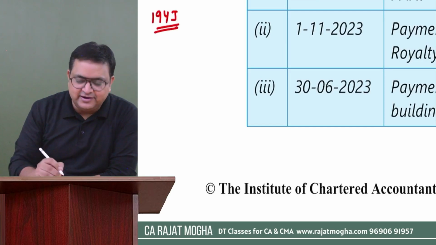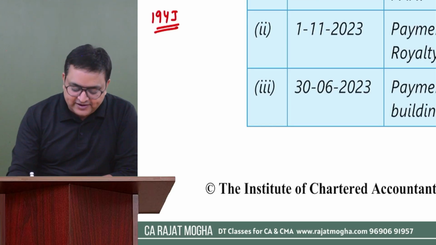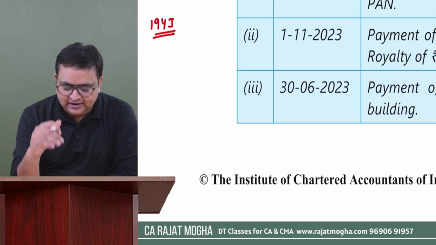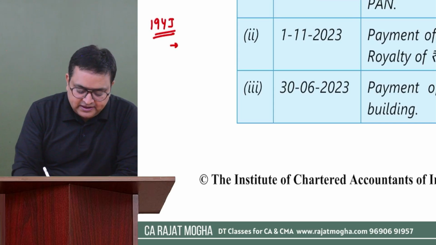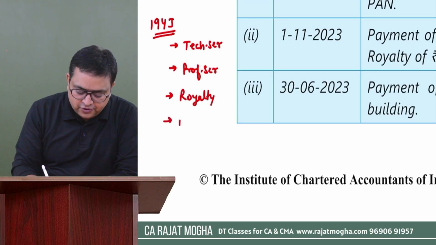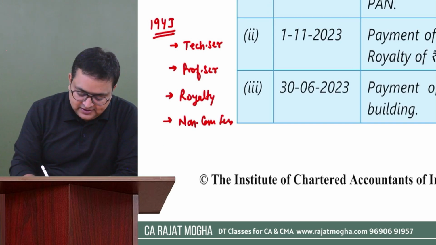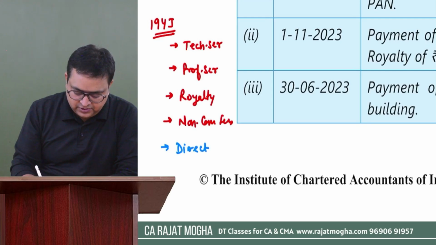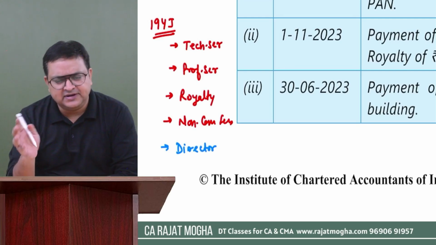One of the examiner's favorite sections, 194J. Actually, 194J deducts TDS on certain types of payment. Those are, if you are making a payment for technical services, for professional services, for royalty, or for non-competing fees. And the last one is if a company is making a payment to their director, not in the capacity of employee, but in the director capacity.